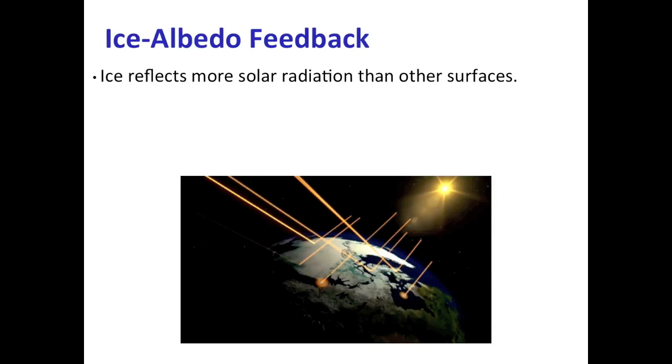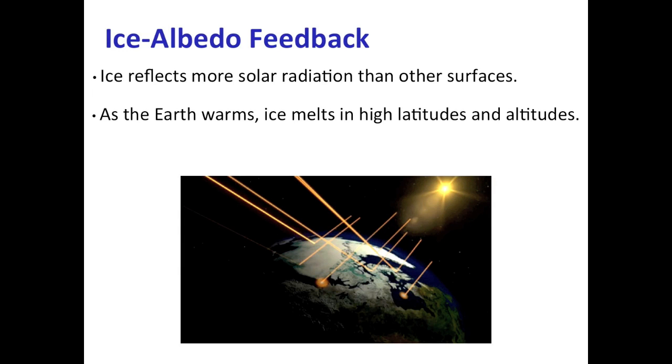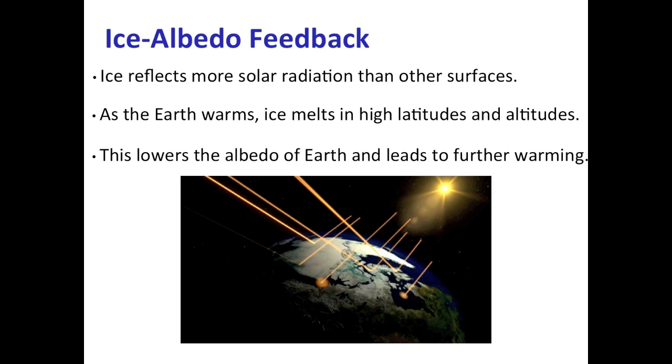Ice albedo feedback. Albedo is the amount of light reflected by a surface, which is very important in climate science. A surface with a high albedo, such as snow or ice, will reflect more sunlight back to space. Therefore, the higher the albedo, the less energy and heat is absorbed by the surface.